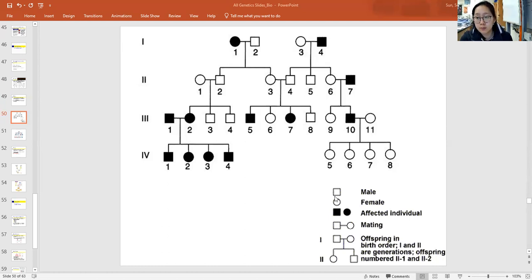Okay, the squares are always the men or the males, the circles are always the females. If you have a colored in shape, it just means that you're affected by the condition that we're tracking in the pedigree. A horizontal line between two means that there is mating or marriage or coupling. And then a vertical line down from that horizontal line means that there were offspring made. And we generally do these for human traits and human families, but I guess you could also do this for any other sort of animal as long as they're not ones that make huge amounts of offspring at a time.